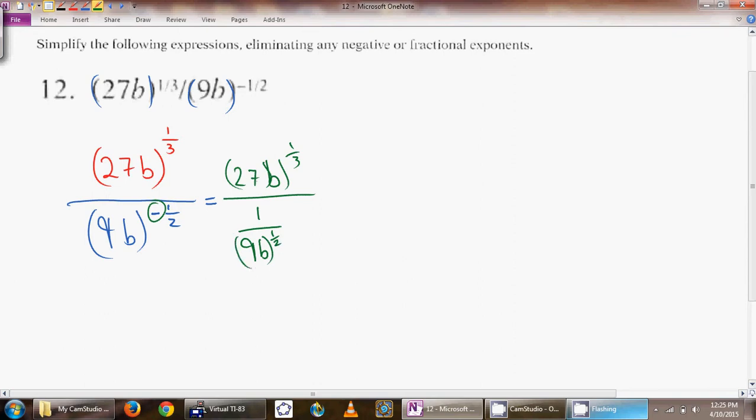Well, I've got a fraction with a fraction in the denominator. So that's keep my numerator, keep the 27b raised to the 1/3. Right? I'm keeping those parentheses. Change the operation, right? No longer division, now it's multiplication. And then it's flip this fraction, do the reciprocal. So it's no longer 1 over the square root of 9b. It's now the reciprocal of that. It's just 9b to the 1/2 power, okay?